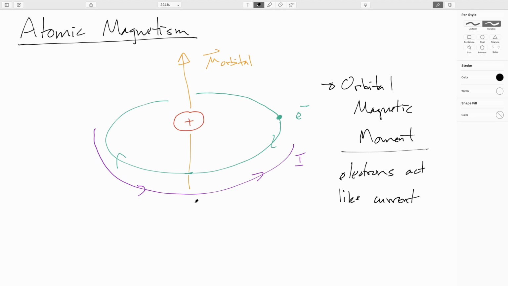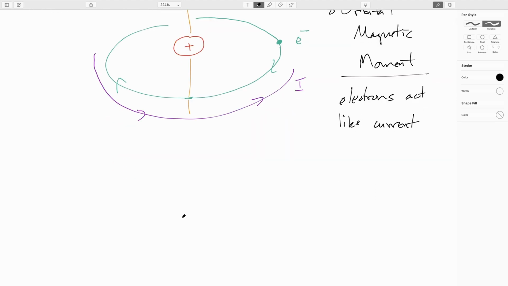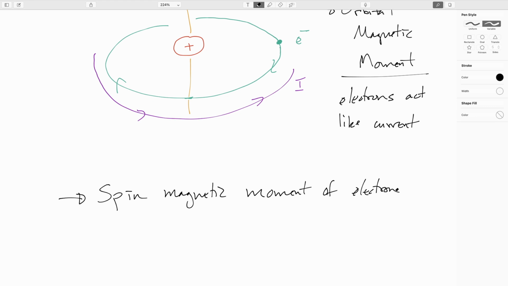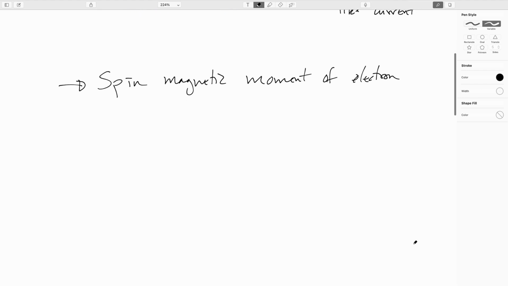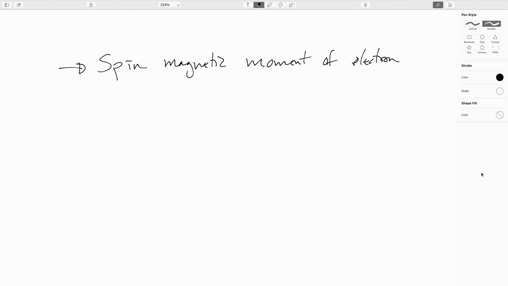So there is another major contribution, and it's about the same size, and it's what's called the spin magnetic moment of the electron. If you've had some prior exposure to chemistry, you may have heard about electron spin. So I'm going to go ahead and tell you pretty much everything we know about electron spin, and you're going to be profoundly disappointed. We don't know that much about it.